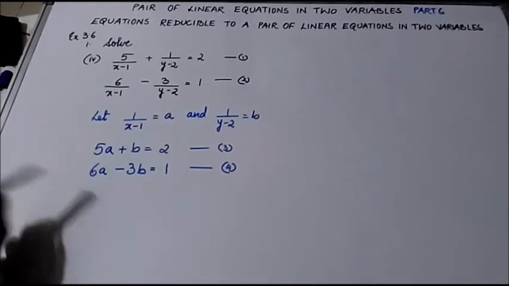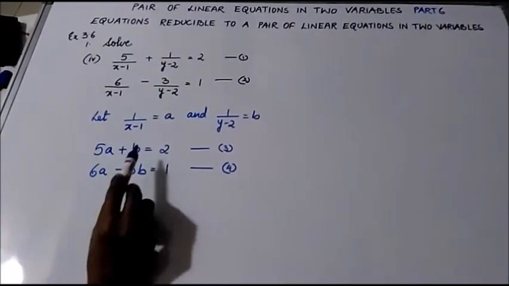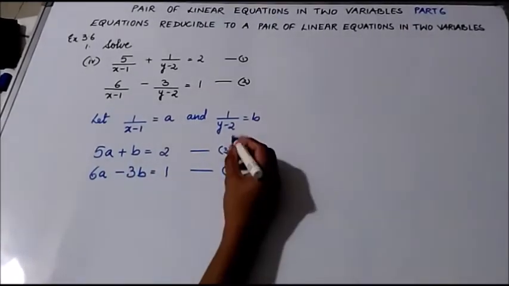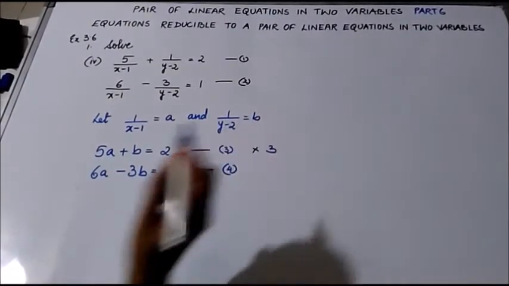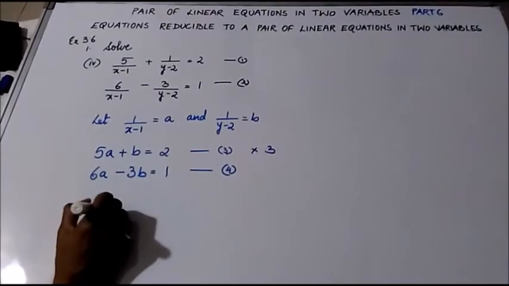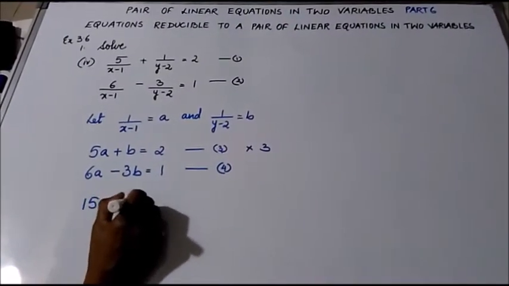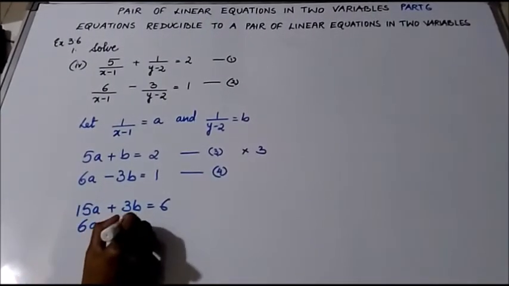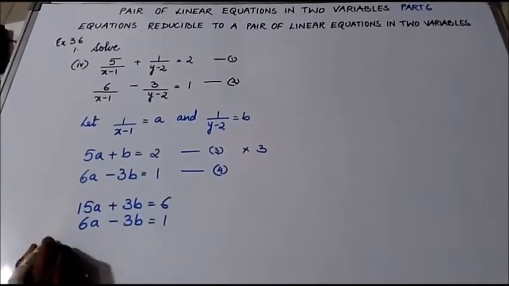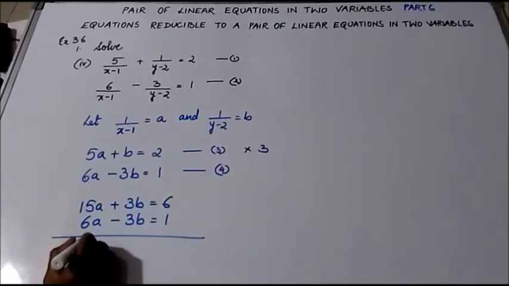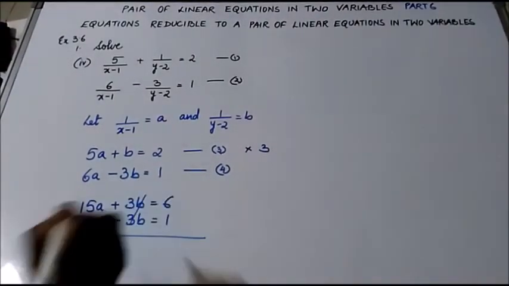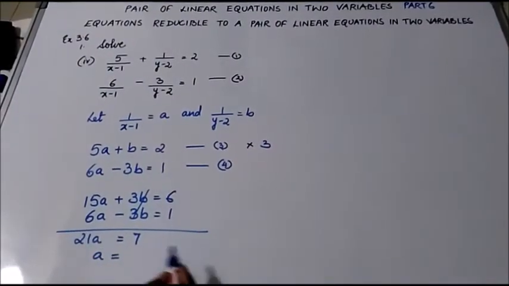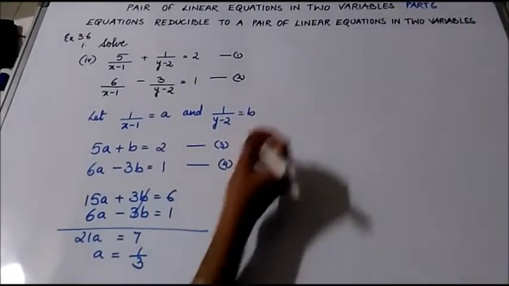Now we will solve equation 3 and 4 by elimination method. Here we will make the coefficient of b equal. As you can see, here it is 1 and here it is 3. We multiply the third equation by 3. This will give us 15a plus 3b is equal to 6. Fourth equation will remain as it is. We will add both the equations. We will get here 21a, the b term will get eliminated, is equal to 7. a is equal to 7 by 21, that is 1 by 3.